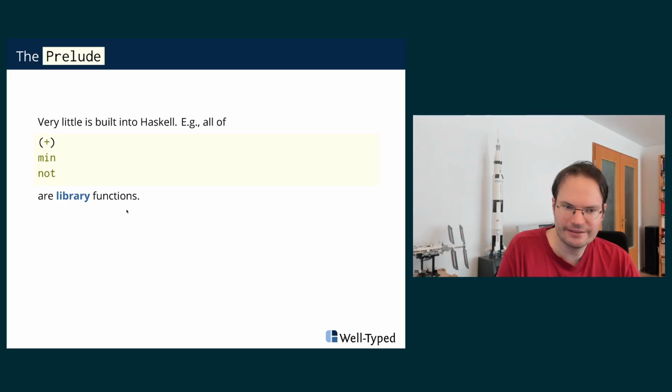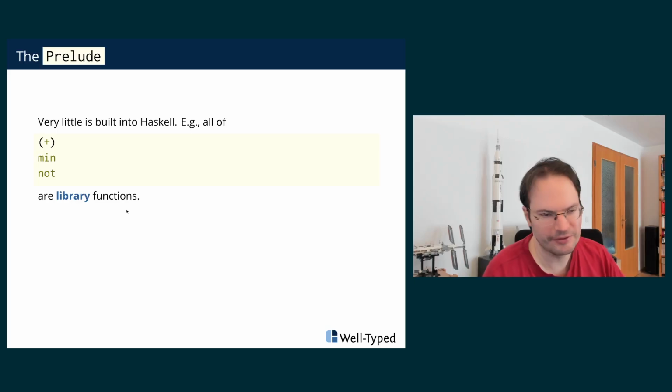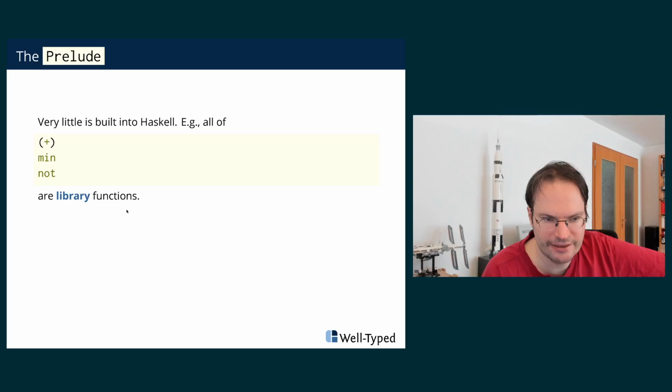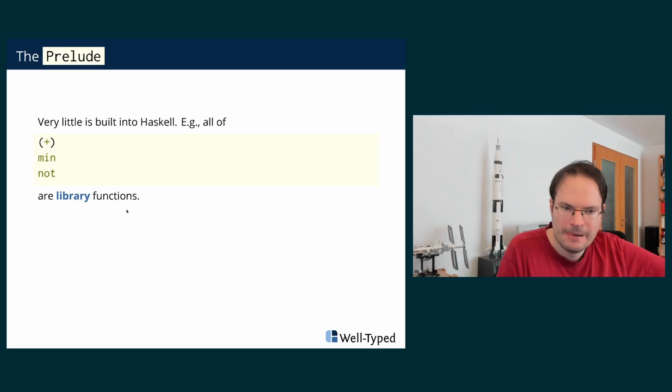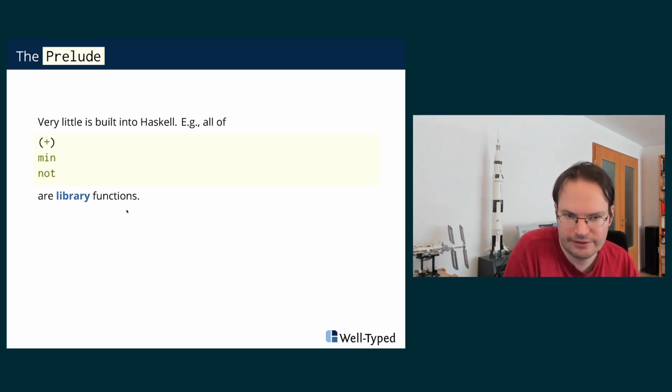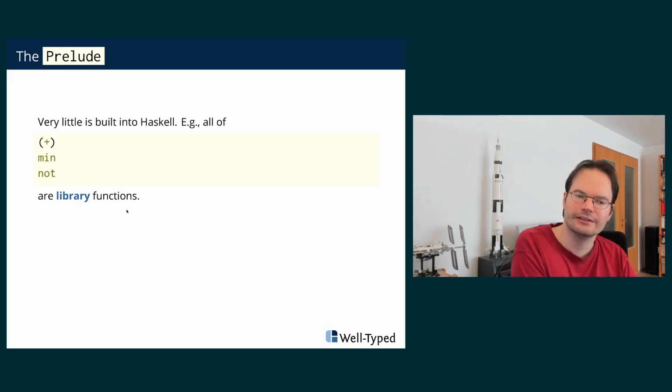It's time for a little aside. We have been using quite a few functions already from the very, very beginning. I've been using things like not to negate a Boolean, or a plus operator, or the minimum function, or the cons operator. And all these are library functions, actually. They're not built into Haskell. They're not keywords or hard-coded into Haskell, the language. They're coming from a library.